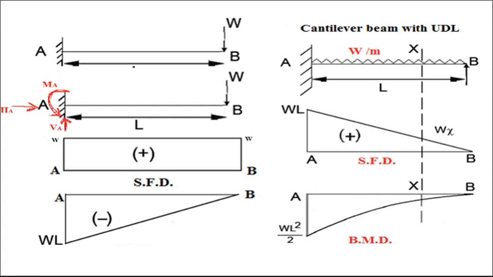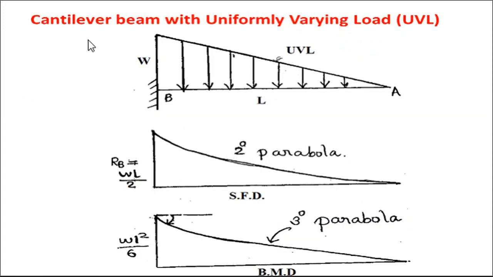Now the third case, cantilever beam with UVL, uniformly varying load. For UVL, the load is a first degree curve. So the shear force must be a second degree curve, and the BMD must be a third degree or cubic curve. In this way you will obtain the diagram for UVL, uniformly varying load.